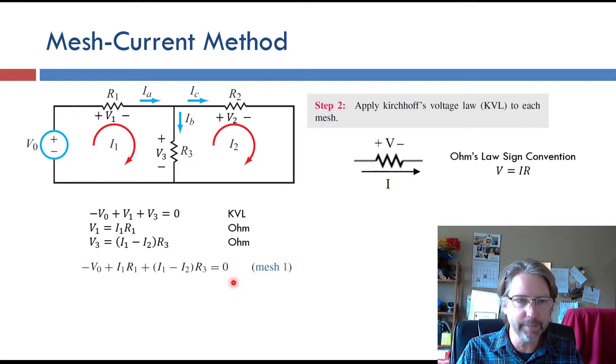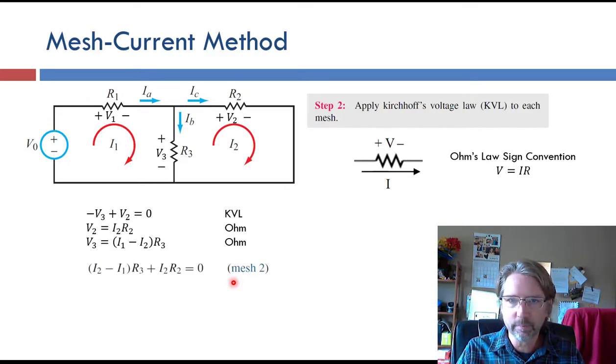All right, let's do it again. Here is the second mesh, so the I2 mesh. And we'll start over here on the bottom and go up. So we're hitting a minus V3 and a plus V2, and that's everything. So negative V3 plus V2 equals 0.